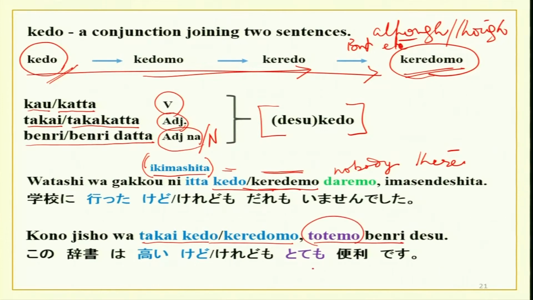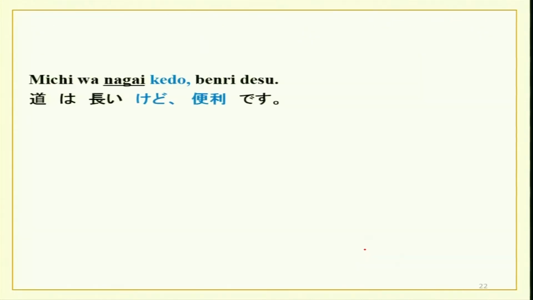Now, this word totemo is showing degree, and it can be used in a lot of ways, but the usage that you have done till now is for adjectives. So, showing degree of adjective is totemo, to be used before the adjective. Kono jisho wa takai kedo totemo benri desu. It's exceptionally or very benri. There is more practice for you today.